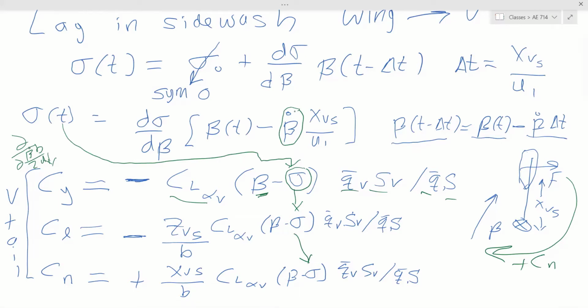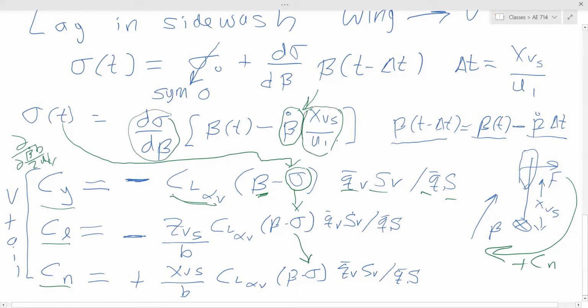So then it's just a matter of taking the derivative of each one of these equations and chain ruling and product ruling back till you get to beta dot. So we're going to get like an XVS over U1 times all of these, and that's the derivative. So for example, for CY, we're going to get CL alpha V, and then we're going to get D sigma by D beta, and then we're going to get XVS over U1 in the formula. And then the other two formulas look exactly like that, except the sign may change and the moment arm may change, but other than that, it's the same derivation. So let's do the CY derivative.